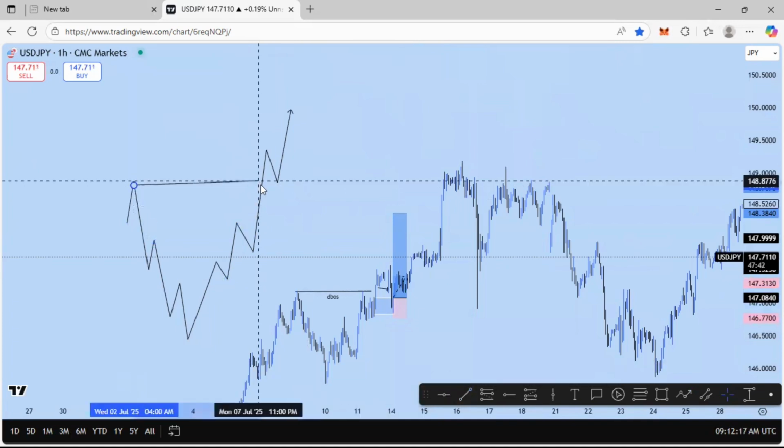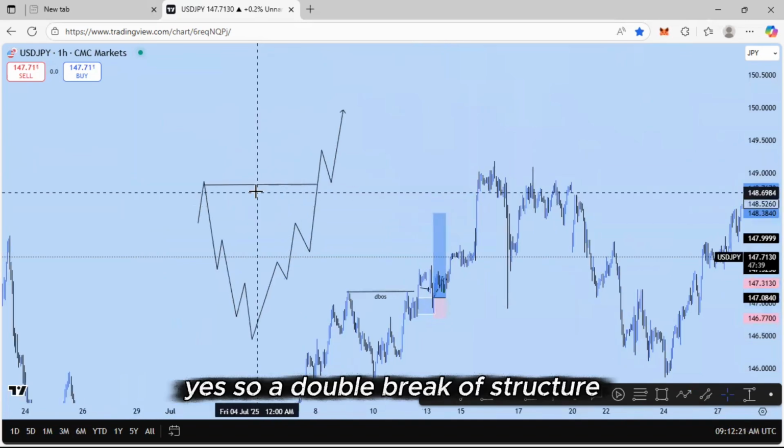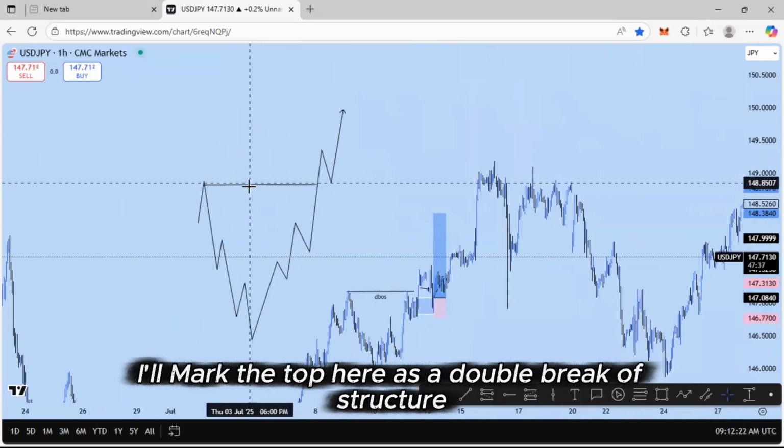You get it? Yes. So a double break of structure. I'll mark the top here as a double break of structure.